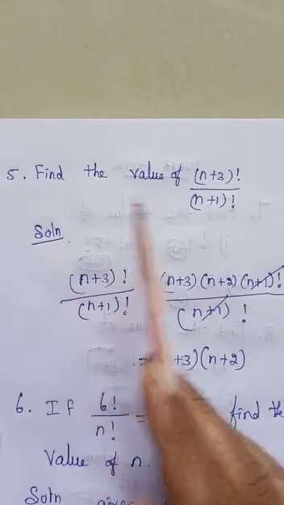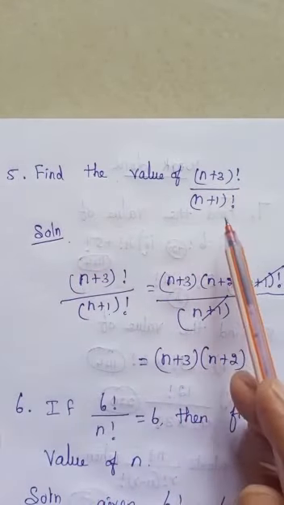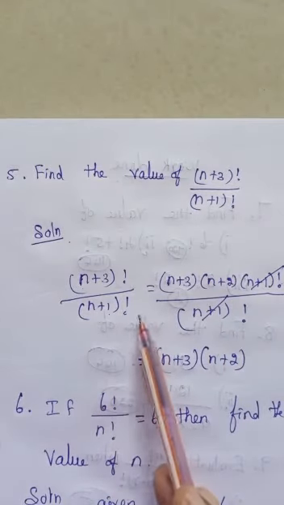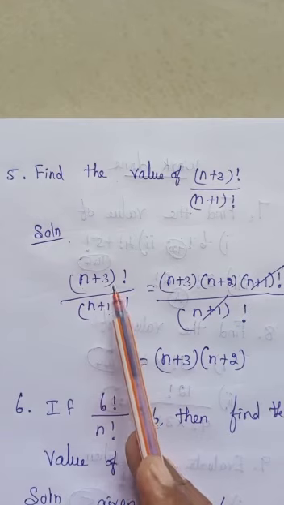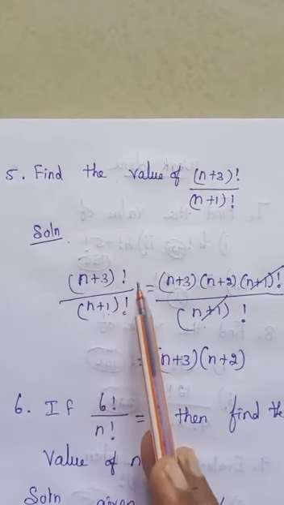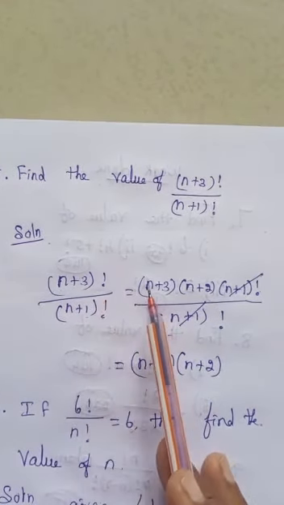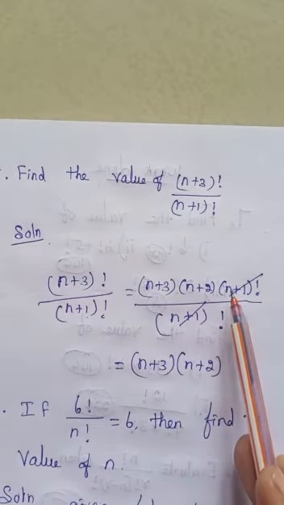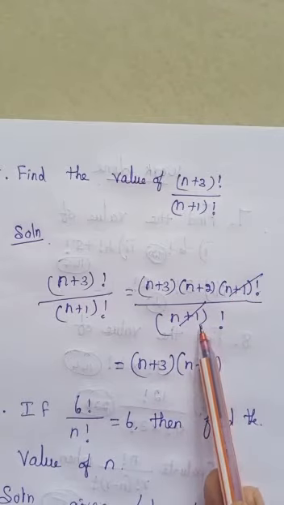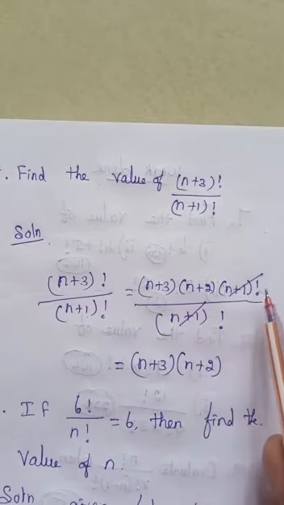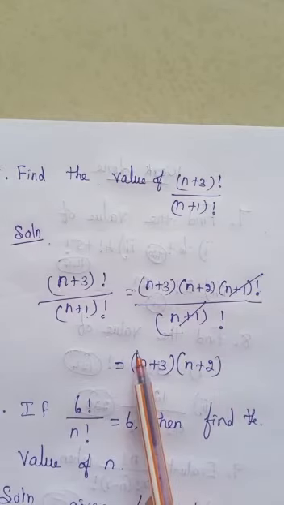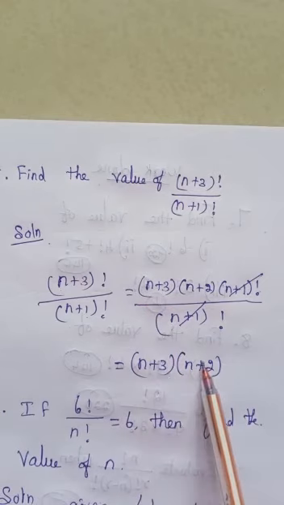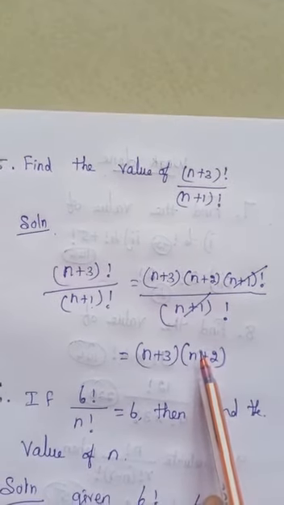Problem number 5. Find the value of n plus 3 factorial by n plus 1 factorial. See, n plus 3 is the biggest one, so I am going to simplify that. n plus 3 factorial can be written as n plus 3 into n plus 2 into n plus 1 factorial. See, in the denominator also we have n plus 1 factorial, so we can stop with that. So n plus 1 factorial and n plus 1 factorial will get cancelled. The answer is n plus 3 into n plus 2.